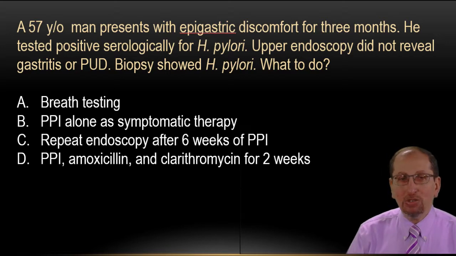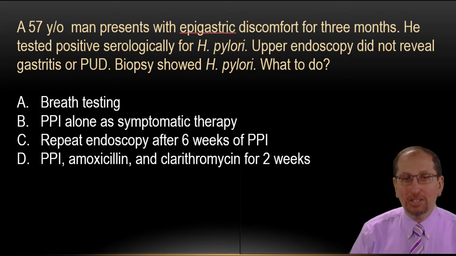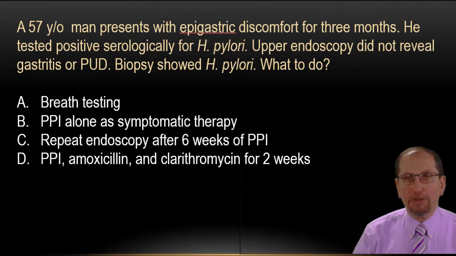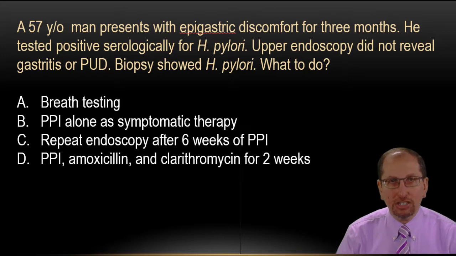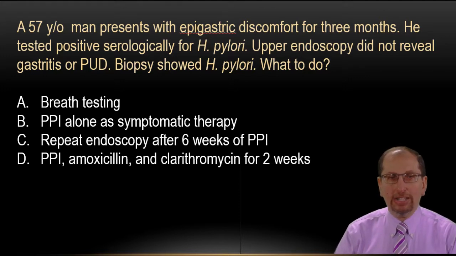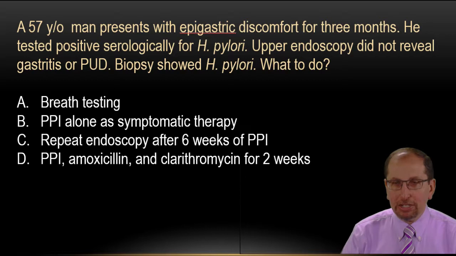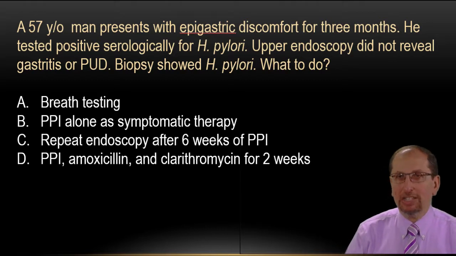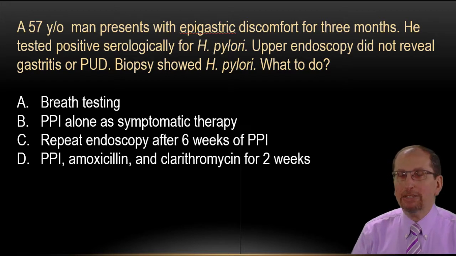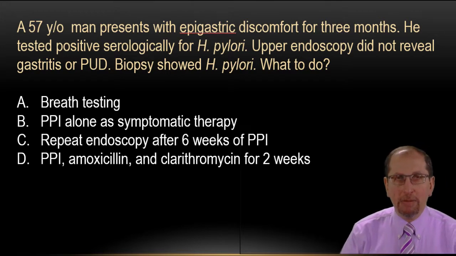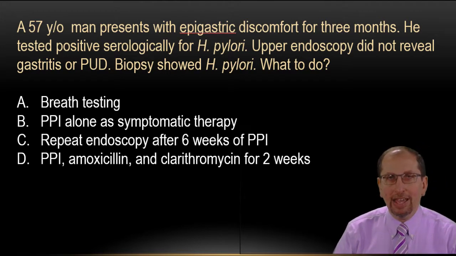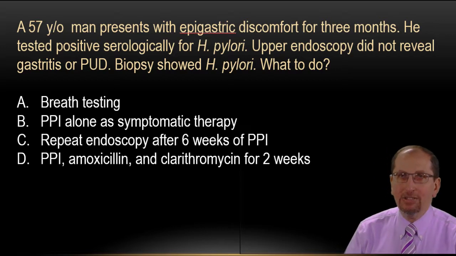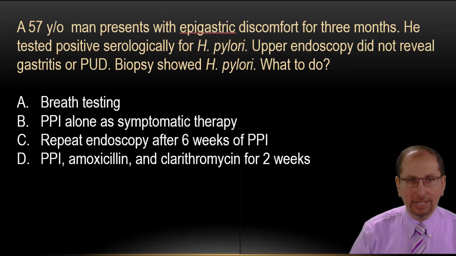Please do not choose to treat H. pylori, because remember, upper endoscopy did not reveal gastritis or peptic ulcer disease. What are the indications of treating H. pylori? Gastritis and peptic ulcer disease. Does this patient have one of them? No, this patient does not have any of them. So what's the treatment? Only symptomatic treatment by proton pump inhibitor. Remember again, don't treat Helicobacter pylori unless there is gastritis or there is an ulcer disease.